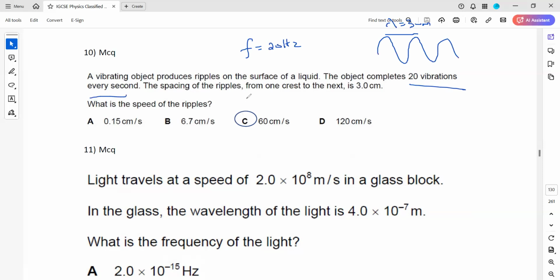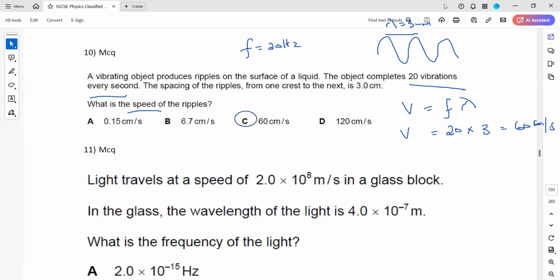All the options are in centimeter per second, so we don't have to convert. If we need the speed, how to work out the speed? Speed is frequency times the wavelength. So what is the frequency? 20. And what about the wavelength? 3. So 20 multiplied by 3, that will make 60, and the unit will be centimeter per second. Because the wavelength is in centimeter, that's why it is in centimeter per second. If the wavelength was in meters, then it will be meter per second.